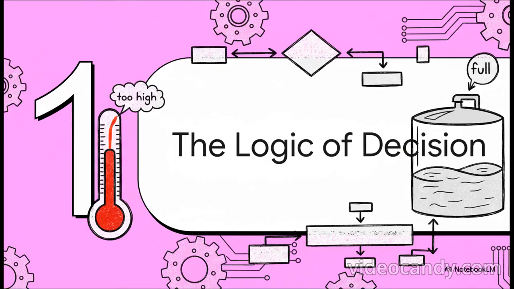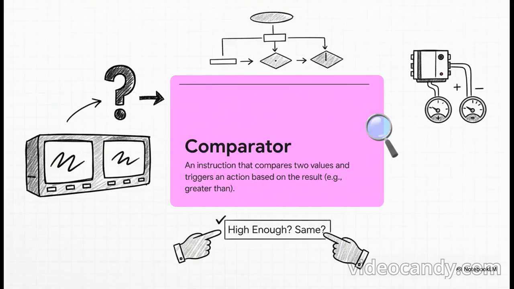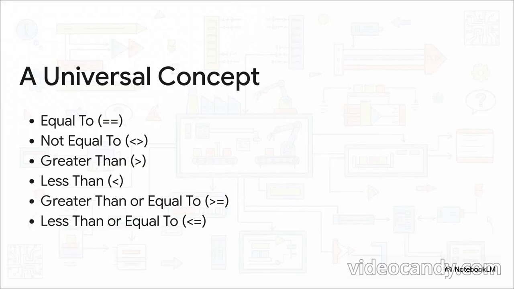Okay, so we can sense a specific moment in time. Awesome. But now what? How does the machine actually make a decision based on what it sees? How does it know if a temperature is too high or if a tank is full? Well, the machine does this using what we call comparators. And really, you can just think of a comparator as the machine's way of asking a question. It's the digital version of asking, hey, is this value high enough? Or are these two numbers the same yet? And this is where things get really powerful. These logical questions, they're universal.